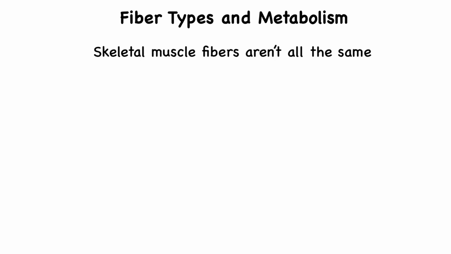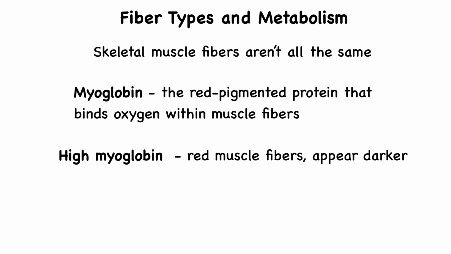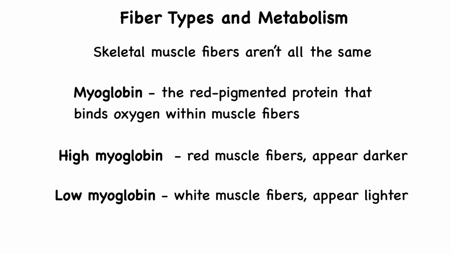They vary in structure, function, and how they generate energy. One key difference is myoglobin content. This is the red pigmented protein that binds oxygen within muscle fibers. Fibers with high myoglobin are called red muscle fibers and appear darker, while those with low myoglobin are called white muscle fibers and appear lighter. Red fibers also have more mitochondria and a denser network of blood capillaries, which helps them produce energy efficiently.